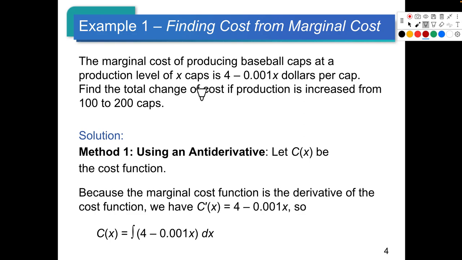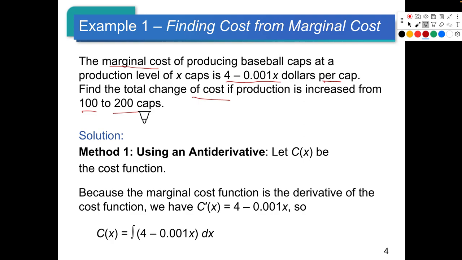So notice we're given the marginal cost, which is a derivative, a marginal cost function in dollars per cap. That word "per" is indicating it's a rate. It's a rate function, so this is a derivative that we've been given, and then we're asked to find the total change of cost if the production is increased from 100 to 200. So we've got a formula that is a rate, right? It's a derivative, but we want to get the actual cost, which is a value. It's not a rate. So what do we need to do?